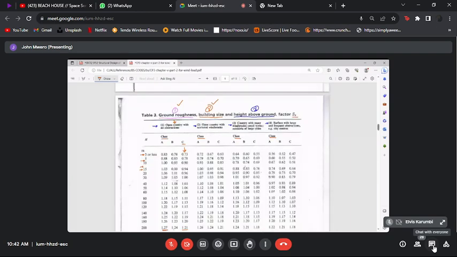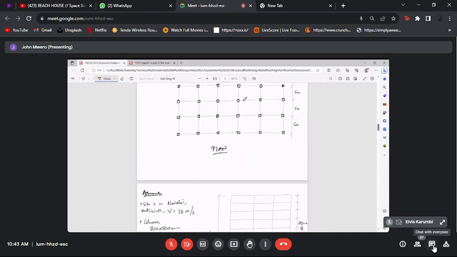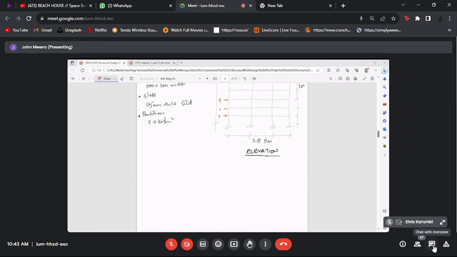Up to that point, anybody with any question or clarification before we move to the next item? Okay, great. So now, let's make an attempt to calculate the wind force on this hypothetical building. So we've got the basic wind speed.